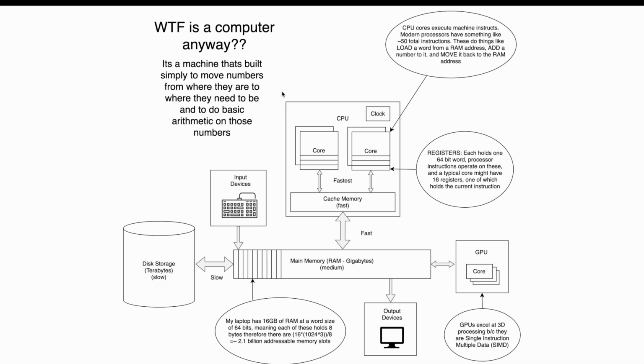So WTF is a computer? Very, very simply put, it is just a machine that is designed to move data around between different devices and do very basic arithmetic on that data. This diagram represents the fidelity of the mental model I have in my head when I'm writing systems level software. The main components here, well, there are two main components: our main memory, random access memory, RAM, and the CPU.